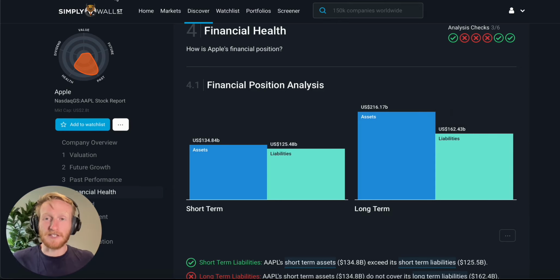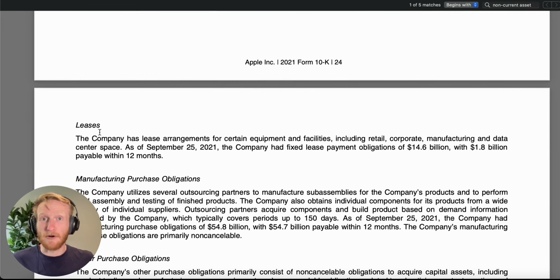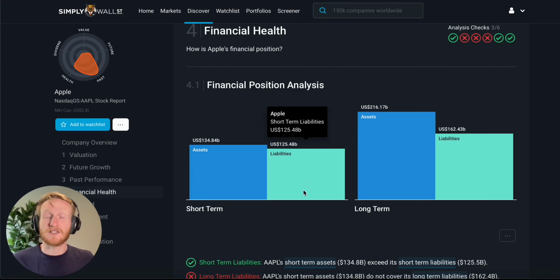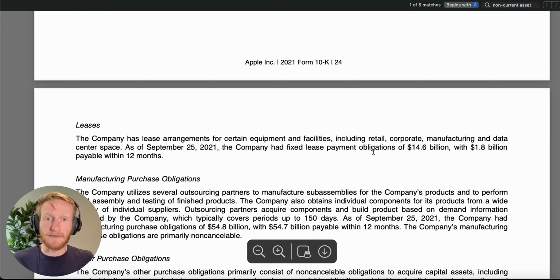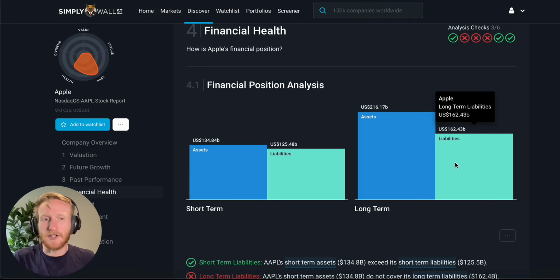So I thought I'd give some context by actually showing you an example in the company's 10-K. We can see here leases is one of their obligations, and it says the company has lease arrangements for certain equipment and facilities, including retail, corporate, manufacturing, and data center spaces. As of September 25th, 2021, the company had fixed lease payment obligations of $14.6 billion with $1.8 billion payable within 12 months, right? So that $1.8 billion payable within 12 months contributes to the short-term liabilities, and the remainder of the $14.6 billion is included in the longer-term liabilities because those are not due to be paid within 12 months.